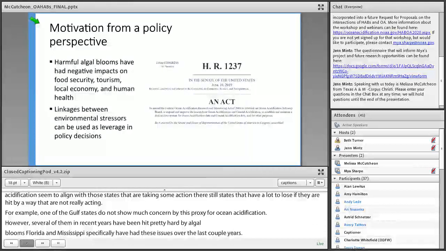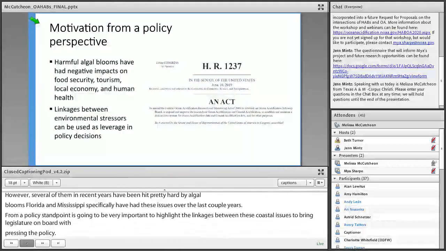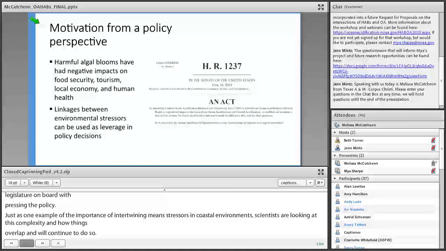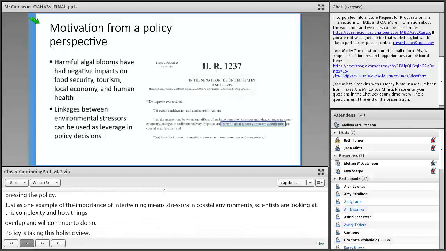And just as one example of the importance of intertwining these different stressors in coastal environments, scientists are already looking at this complexity and how things overlap, and will continue to do so. But policy even is taking this holistic view, and so this piece of federal legislation that passed the House last year that concerns funding of ocean acidification research actually specifically mentions in text, incorporating multiple stressors and looking at how that interacts with harmful algal blooms.